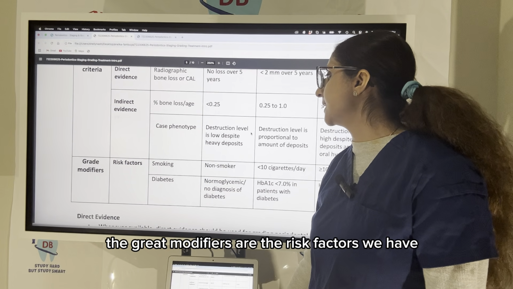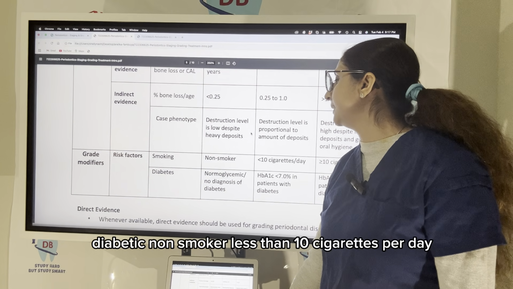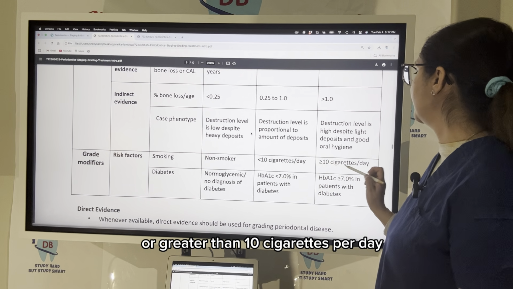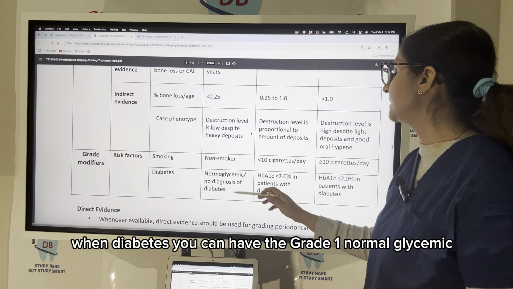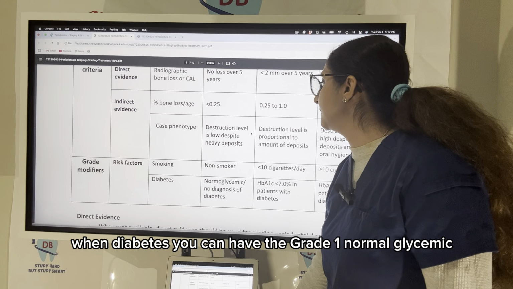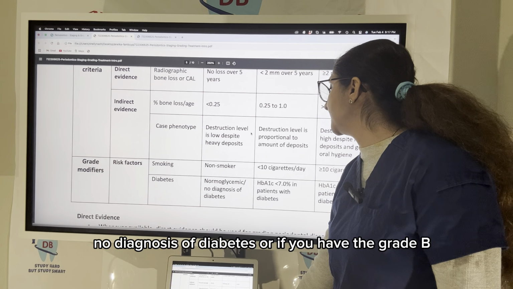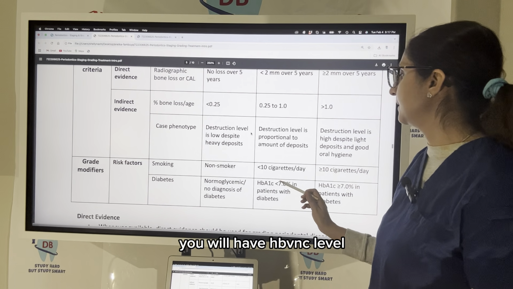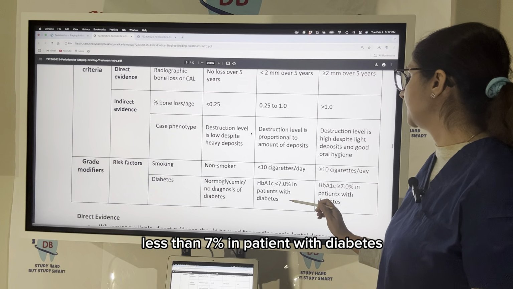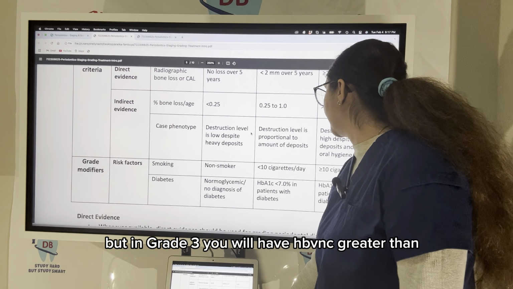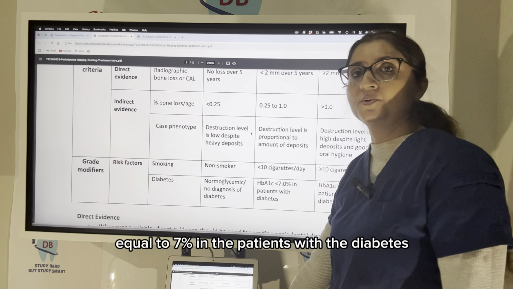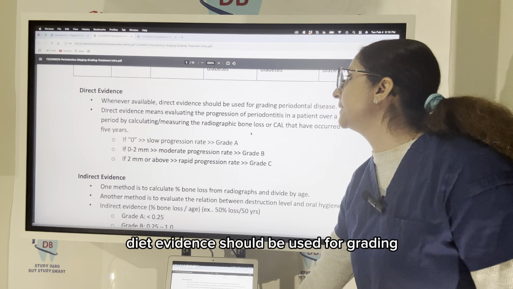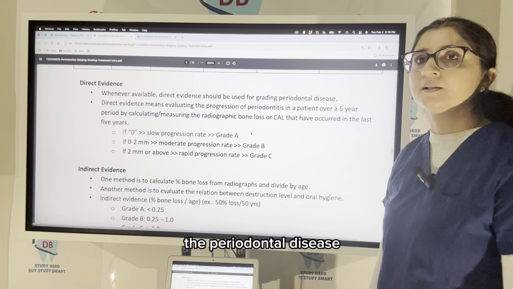The grade modifiers are the risk factors we have, like smoking and diabetes: non-smoker, less than 10 cigarettes per day, or greater than or equal to 10 cigarettes per day. While in diabetes, you can have grade A, normoglycemic, no diagnosis of diabetes, or grade B, HbA1c level less than 7% in a patient with diabetes, but in grade C you will have HbA1c greater than or equal to 7% in patients with diabetes. Direct evidence, whenever available, should be used for grading the periodontal disease.